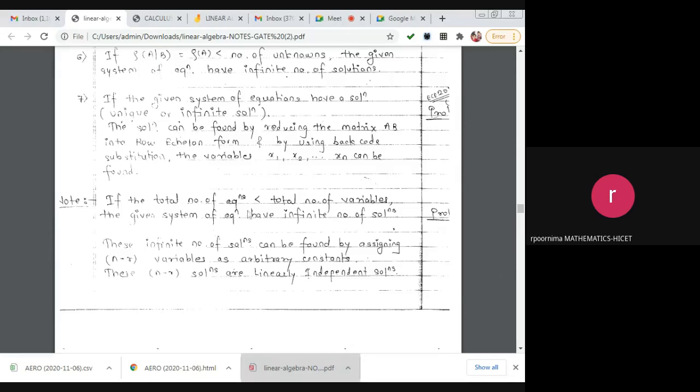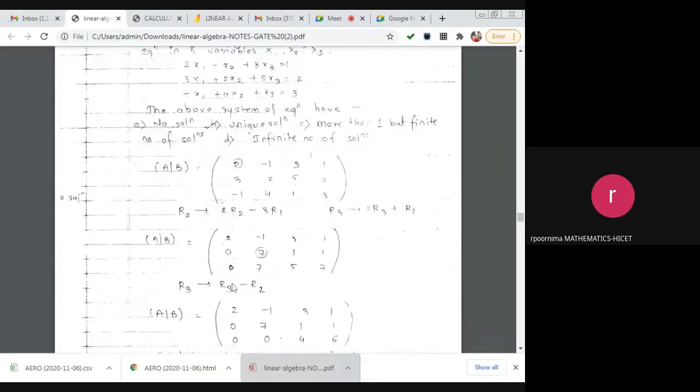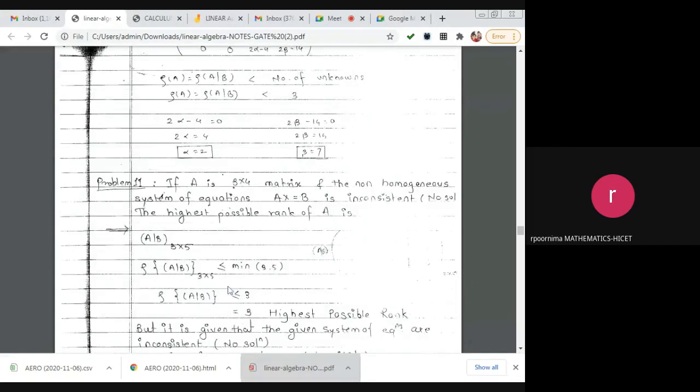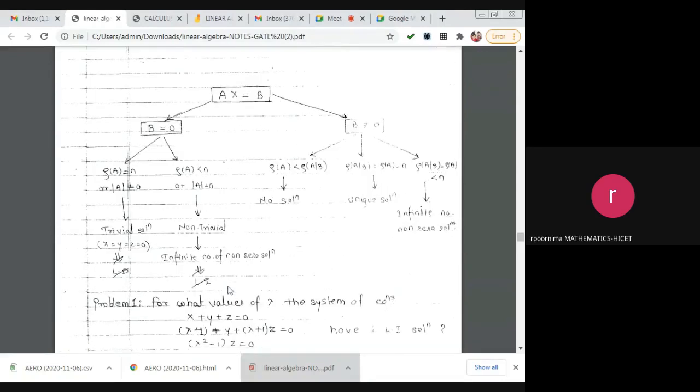So if the total number of equations is less than the total number of variables, the given system of equations has an infinite number of solutions. So these infinite number of solutions can be found by assigning the n minus r variables as arbitrary constants. Next, we are just going to see about our homogeneous system. We are discussing the homogeneous. So these are all based on your rank.